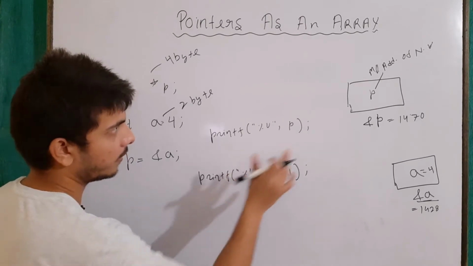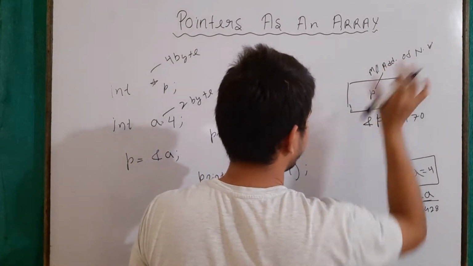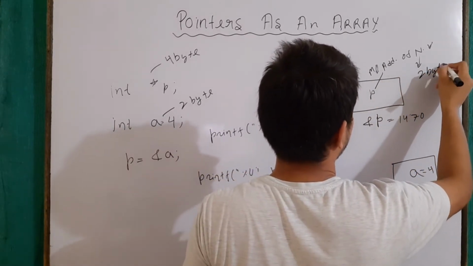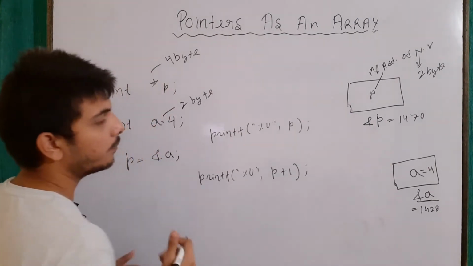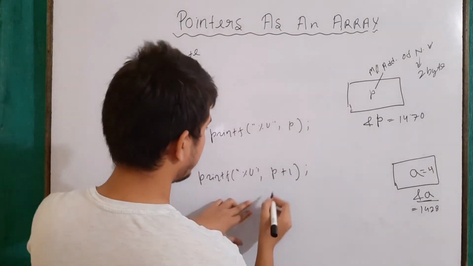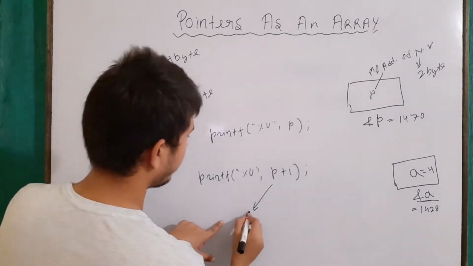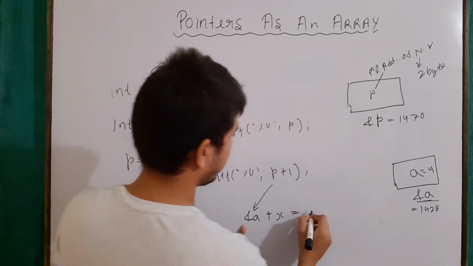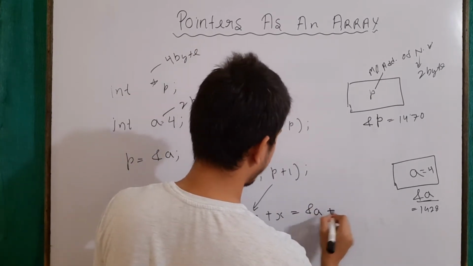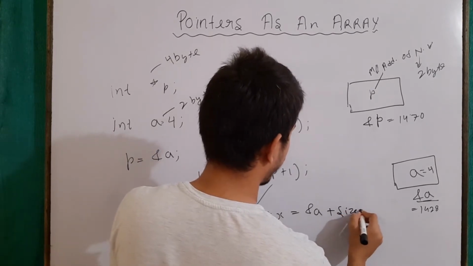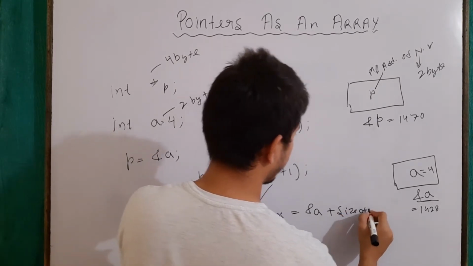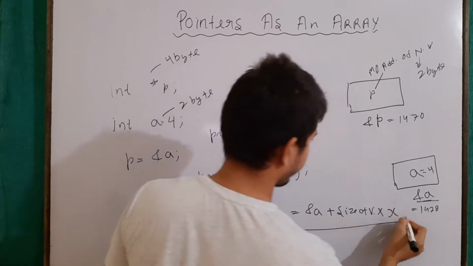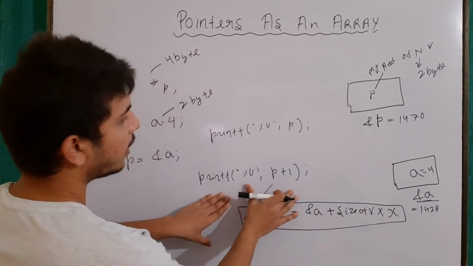It is p plus 1, and p is holding the address of a normal variable, and the size of the normal variable here is 2 bytes. From the previous video we know pointer arithmetic, or address arithmetic. Now this is some address, let's say &a, and this is some value, let's say x, and we know the formula: the final output will be &a plus size of variable into x. This was our formula, right? So what will be the output of this here?